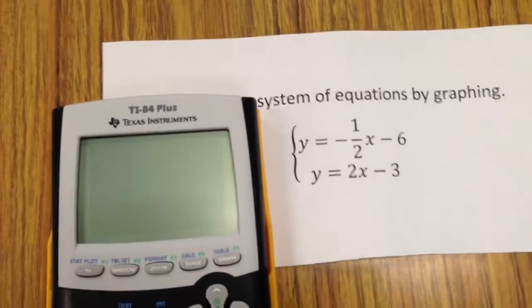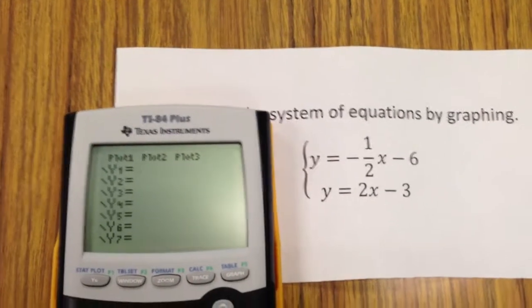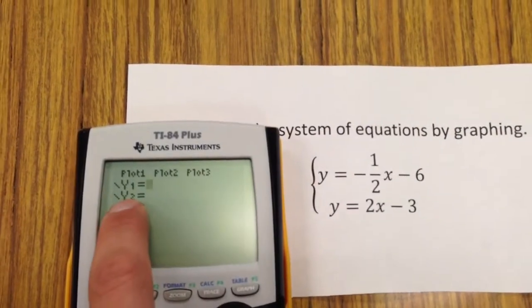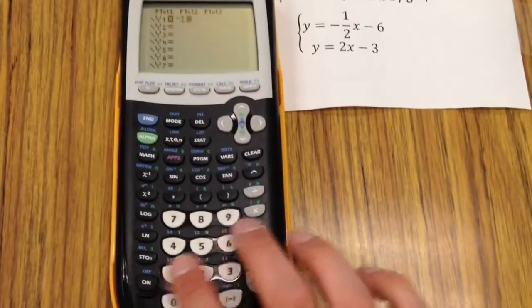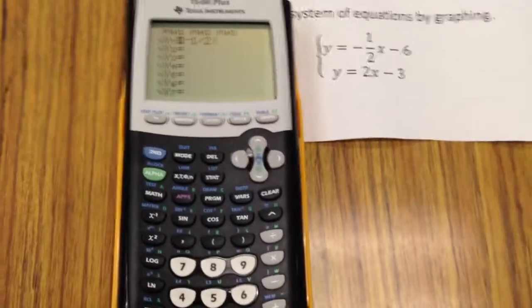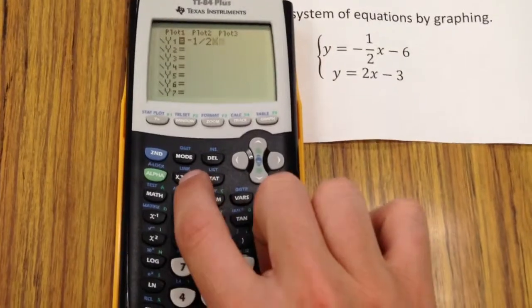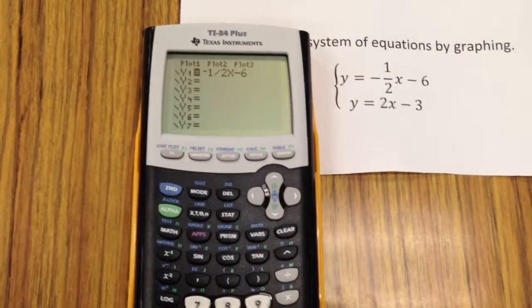First things first, hit the y equals button right there. Now, we're going to graph both of these equations at the same time. This first equation we're going to make our y1. So type that in, negative 1/2. The way we'll show 1/2 is by typing 1 divided by 2. Seems to make sense. Your x is up here. Hit that. Minus 6. Alright, y'all, that's the first equation.